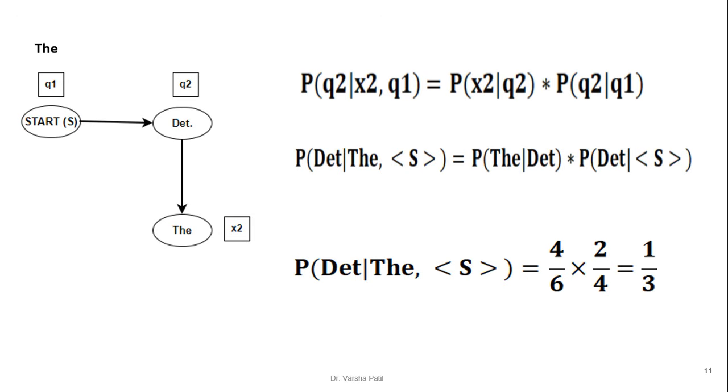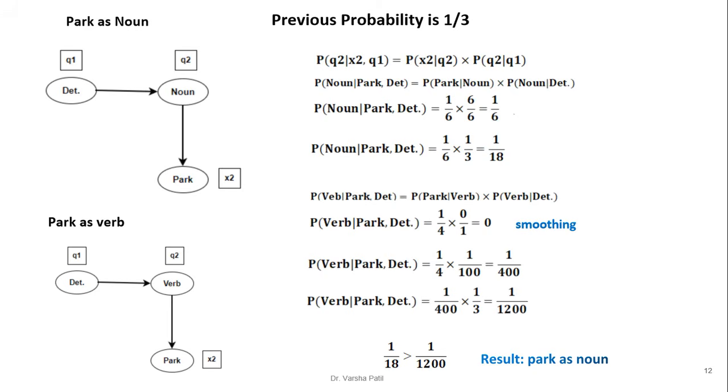Now we require to carry out this initial probability. Now the second word is park, and here the ambiguity is there, it may be verb or it may be noun, so we have to resolve that ambiguity. Now we require to consider the previous probability, which is 1 by 3. So now here two diagrams are there because we don't know which category park belongs to, noun or verb. Now we will calculate the formula for both, one for verb and one for noun, and we will check whose probability is more.